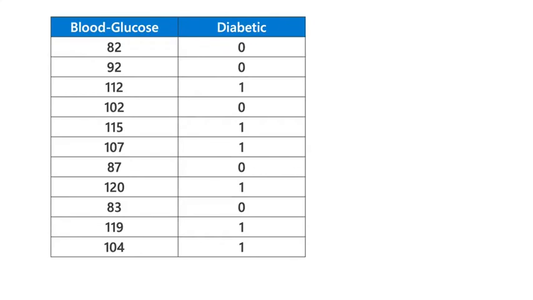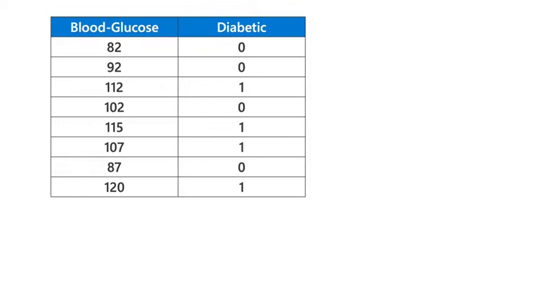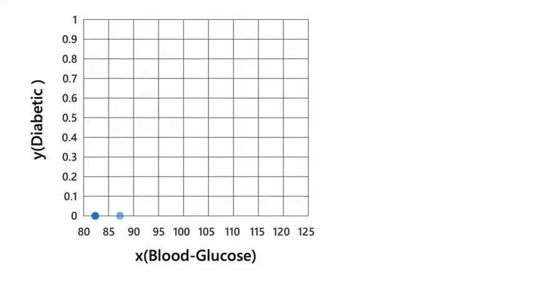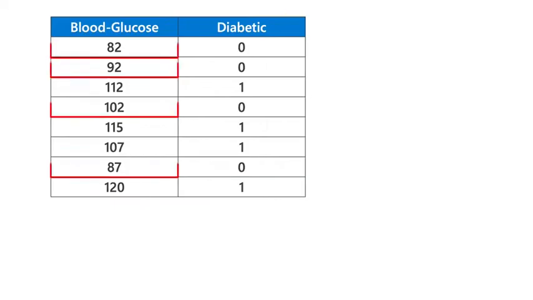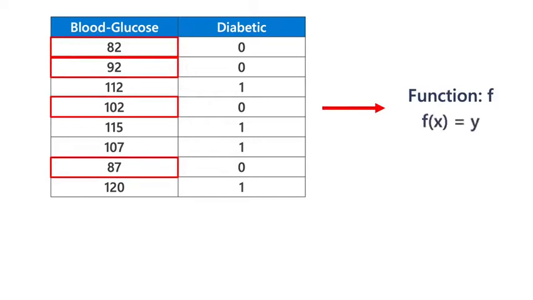Suppose we have the following patient data, which consists of a single feature, blood glucose level, and a class label of 0 for non-diabetic and 1 for diabetic. We'll use the first 8 observations to train a classification model, and we'll start by plotting the blood glucose feature, which we'll call X, and the predicted diabetic label, which we'll call Y. What we need is a function that calculates a probability value for Y based on X. In other words, we need the function f(x) = y.